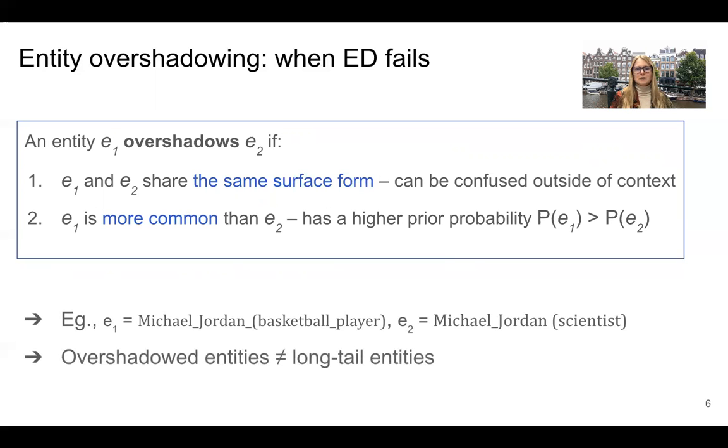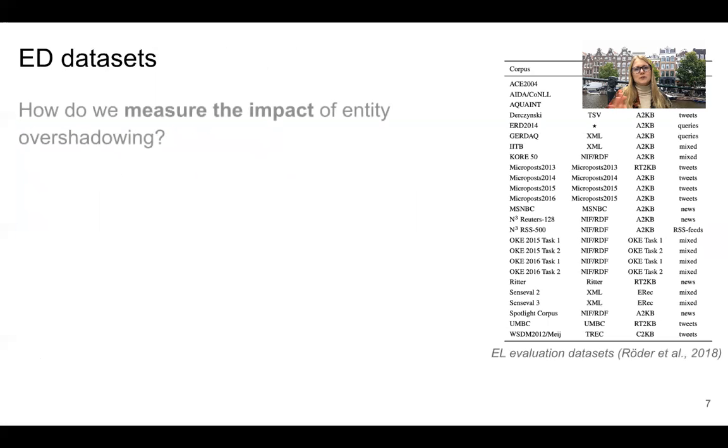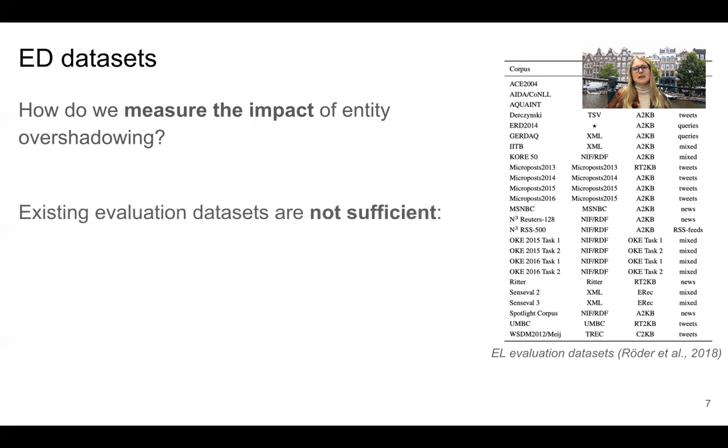And this phenomenon is different from another interesting case of entity disambiguation, which is called long-tail entities, because long-tail entities are uncommon, yet not necessarily ambiguous. And overshadowed entities can be relatively common, but still less common than other ones, and therefore they are still tricky for entity disambiguation models.